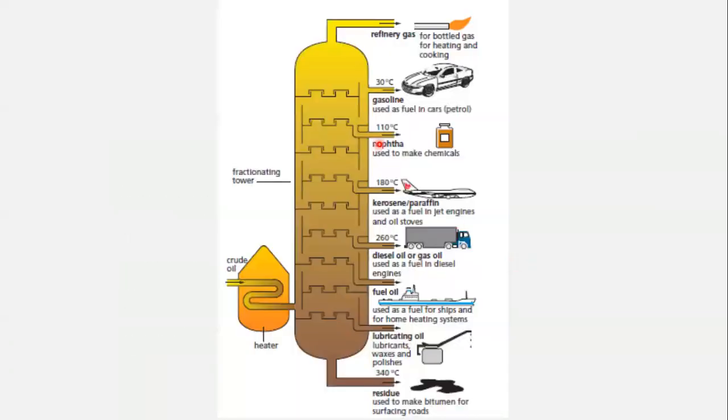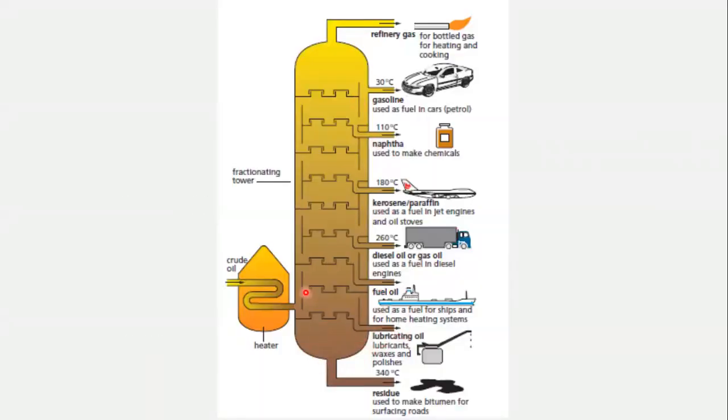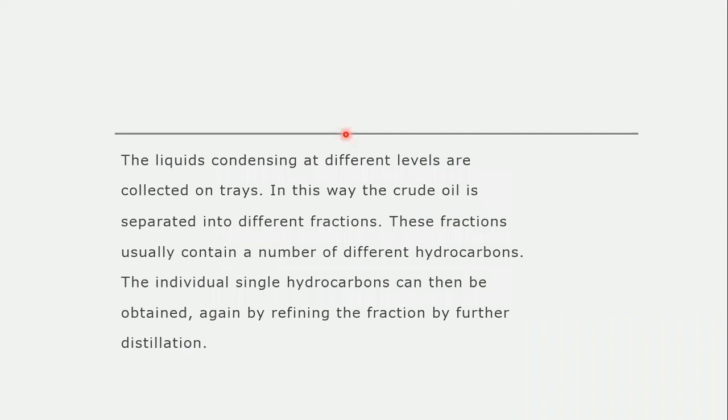When we reach the area over here for our petrol, it's going to have a temperature around 30 to 110. So between this temperature, those particular molecules are going to condense back into liquid and they will collect over here. So based on the boiling point, we are going to separate them from each other. At the very bottom, you generally have bigger hydrocarbons, because the bigger the hydrocarbon, the higher boiling point they have. And at the top, you generally have smaller hydrocarbons.